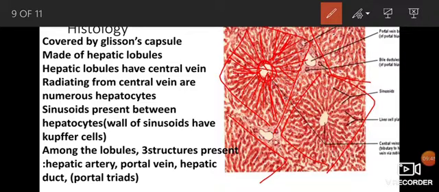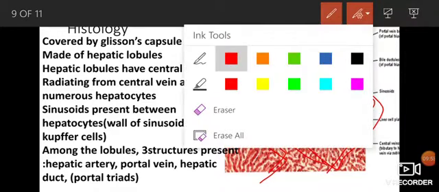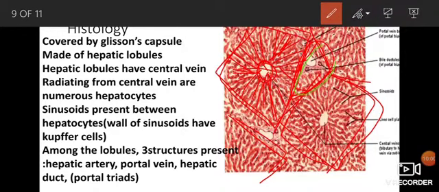Then between hepatic lobules. So hepatic lobules are these hexagonal lobules. Among the hepatic lobules there is a space. That space I will mark in green color.